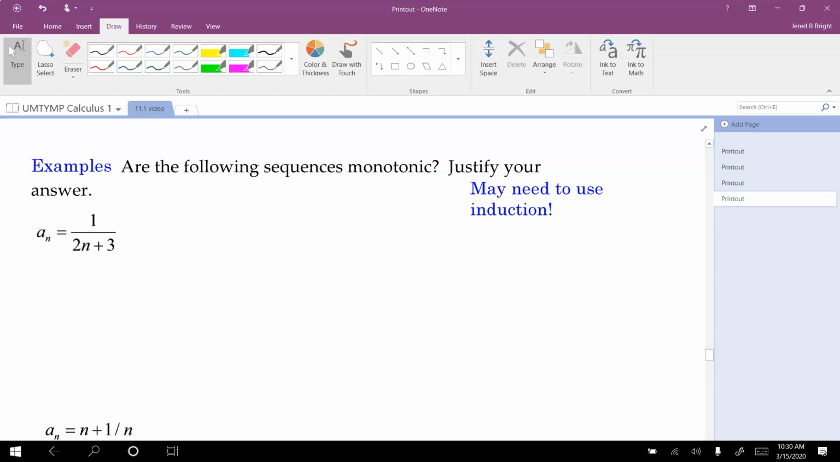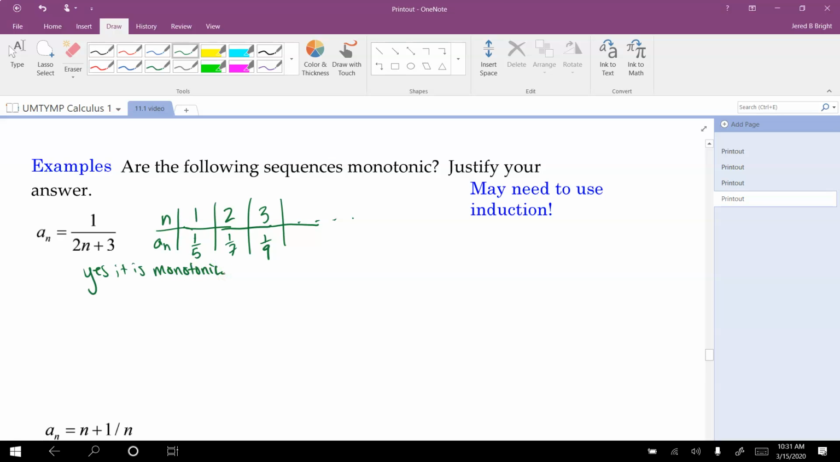Well, the biggest thing you can do, since from the get-go it's not apparent, is to just try substituting a value. So maybe make an n and a sub n chart. If n is 1, what do we get? We get 1/5. If n is 2, we get 1/7. If n is 3, we get 1/9. You get the idea. So this one looks like it is decreasing, so we would say yes, it is monotonic.